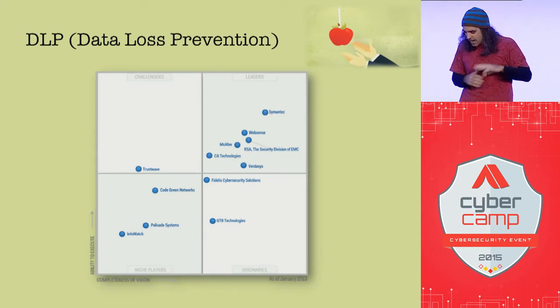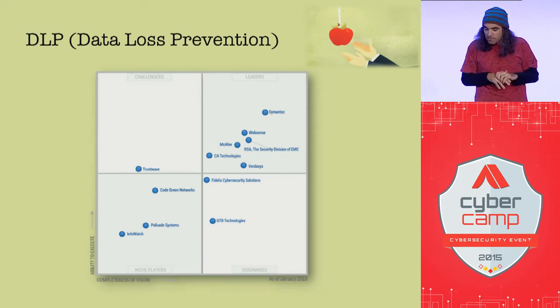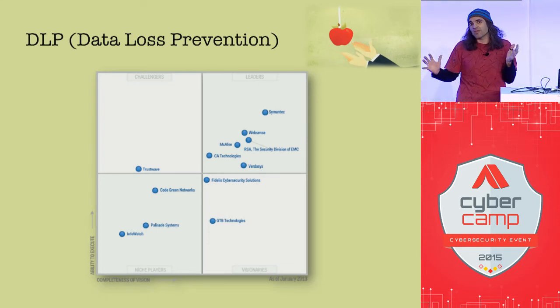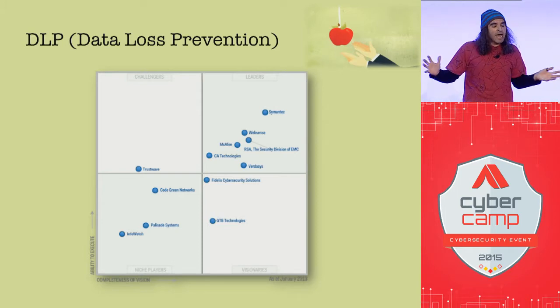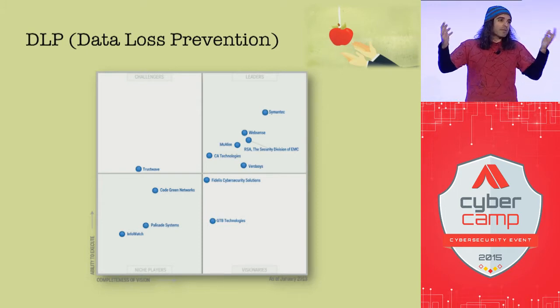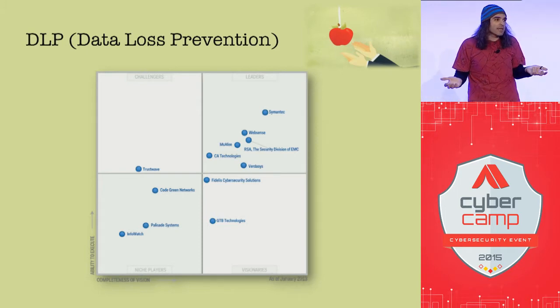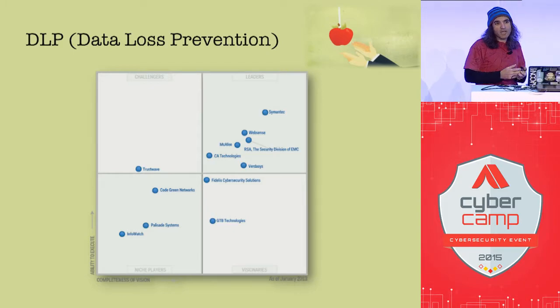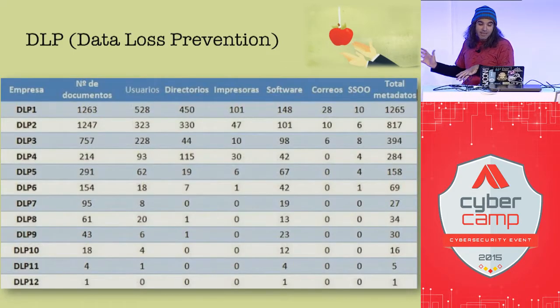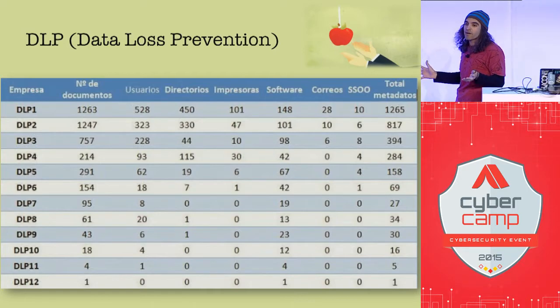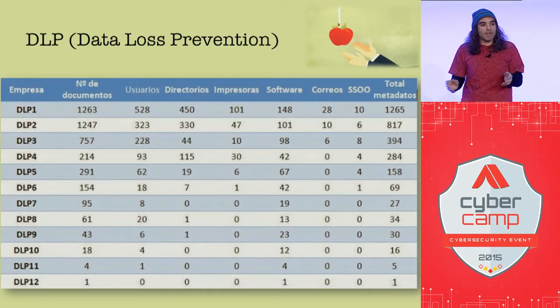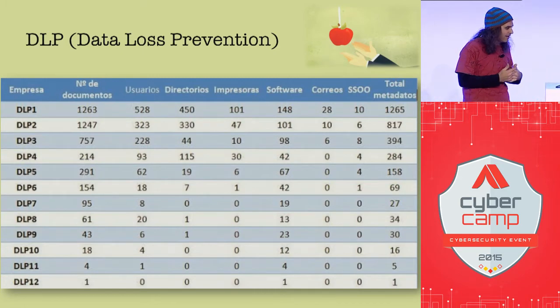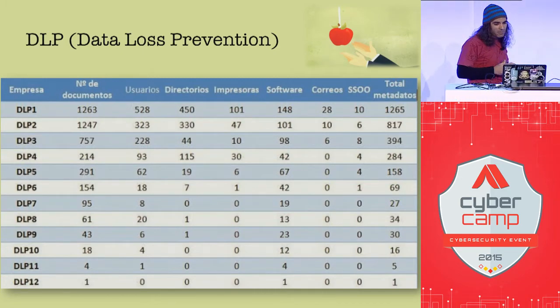In this case, we tested some companies in the magic quadrant. They were leaders in DLP, data loss prevention. The test that we did was very simple. We went to the site, downloaded the documents, and wanted to see whether there was any leak of data. And 100% of them had a leak of data from metadata. Only one of them didn't have it.